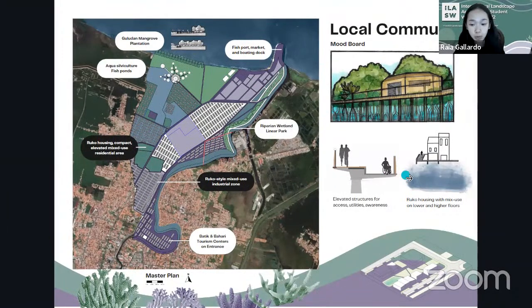And then for the flooding, we imagined elevated structures. So the lower ground area could be for commercial space, as ruko is, or can also be evacuated during floods, or also a garage for small boats for the daily inundation in the area.